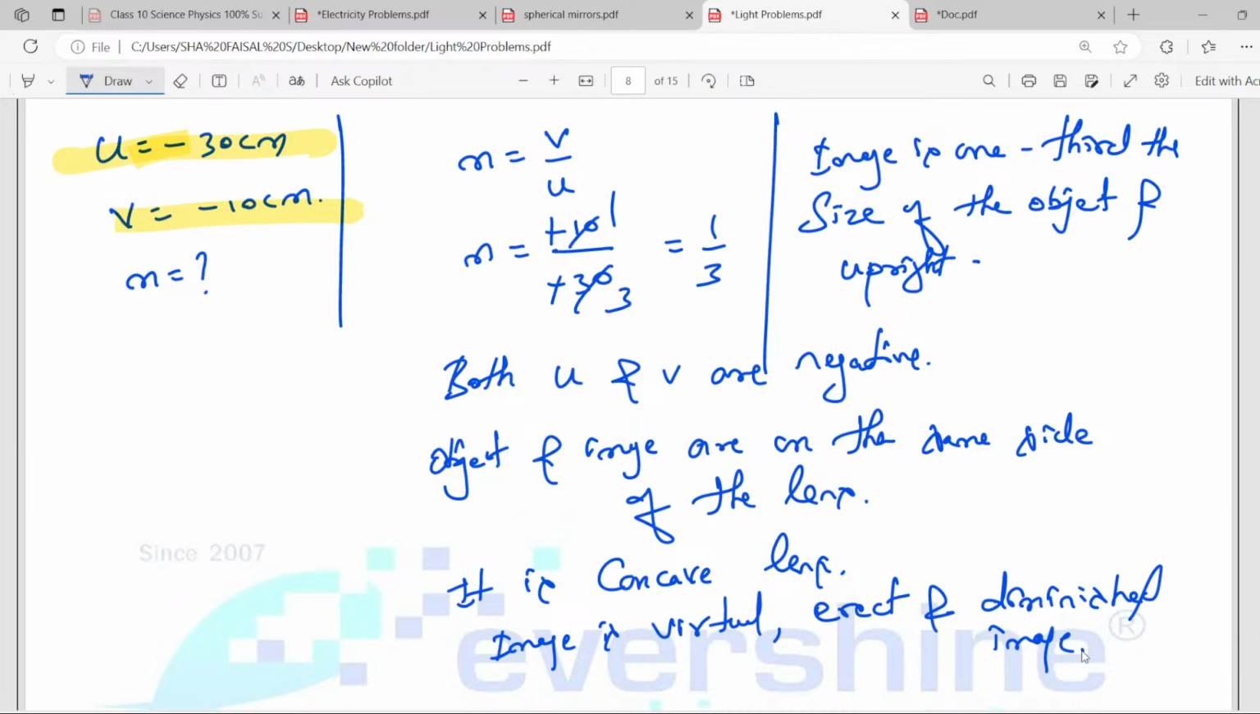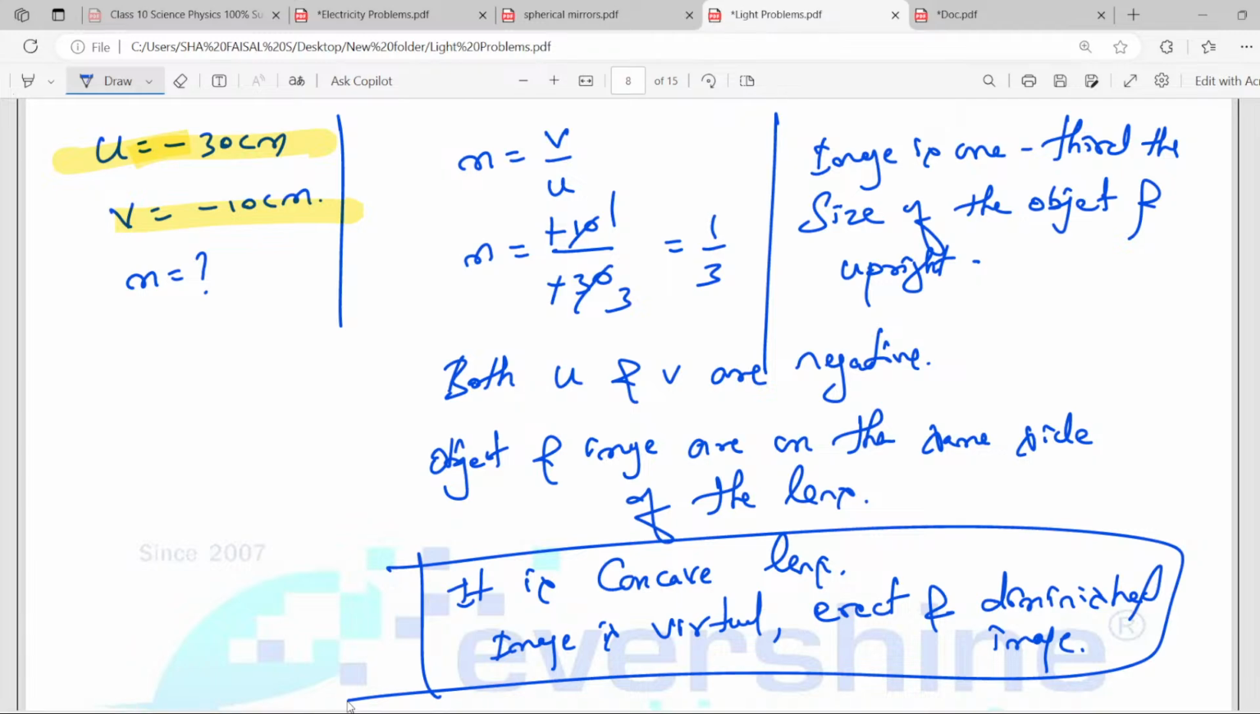Any doubts? Is the concept clear? So this comment, can you see this comment? This comment is called the nature of the image. What is the nature of the image? Image is virtual, erect and diminished. So this is said to be the nature of the image.